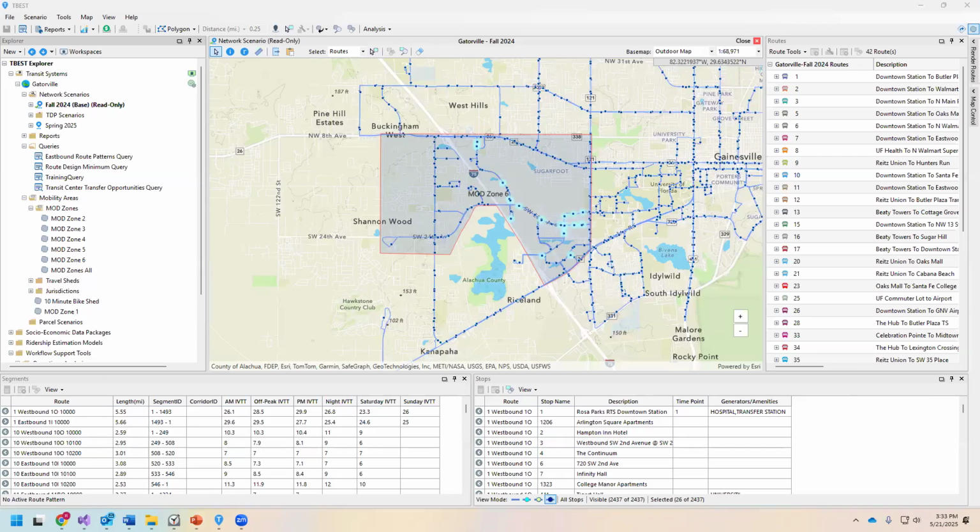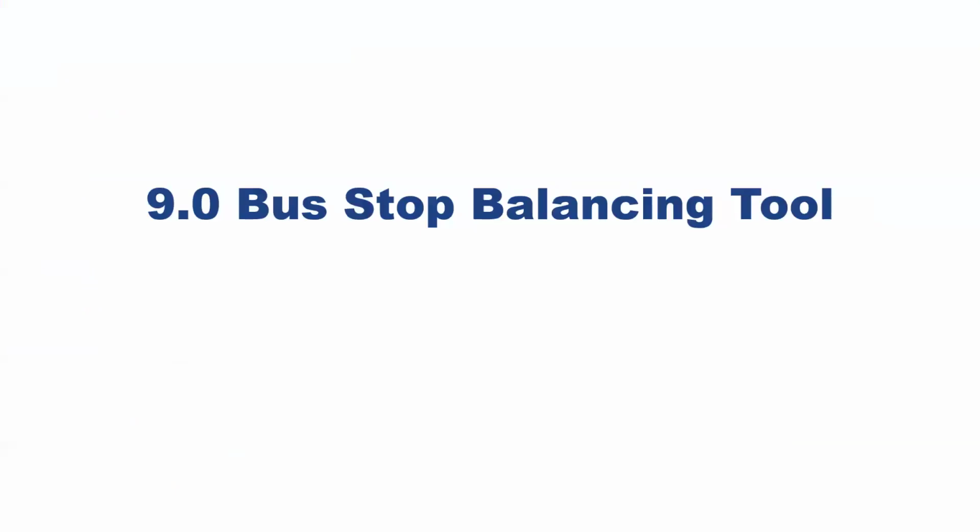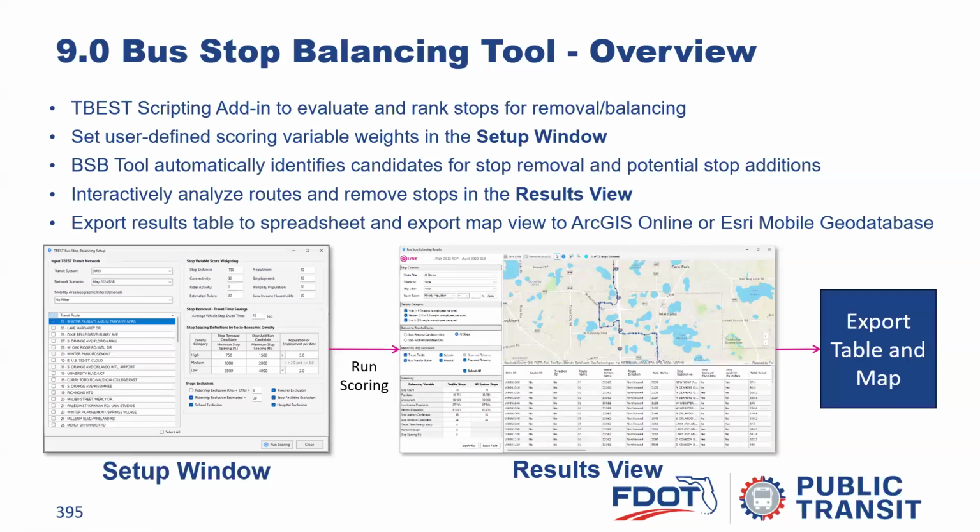All right, so let's go to bus stop balancing. This is one of the newer tools in TBEST 5. We had this in TBEST 4.8, but it was kind of limited. It did not have a UI really for actually interacting with the stops and removing them interactively. It kind of just removed them based on a scoring total. But in this version, we have revamped it. So we have a full interface for interacting and balancing stops.